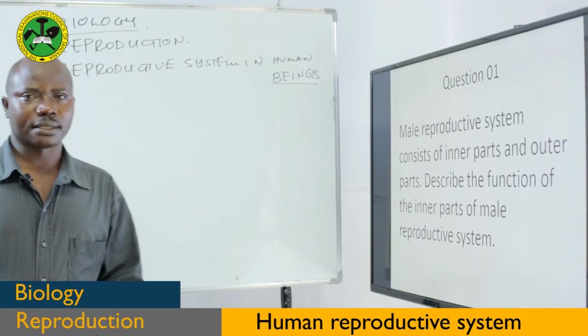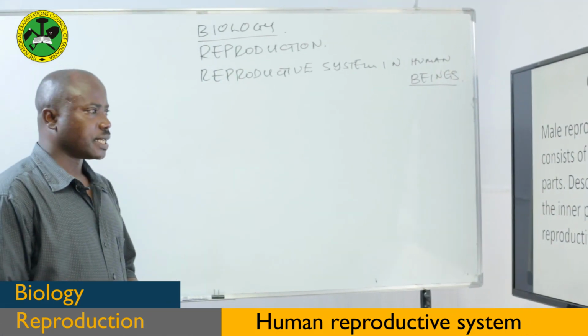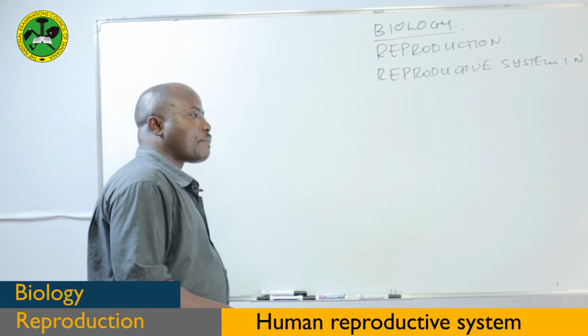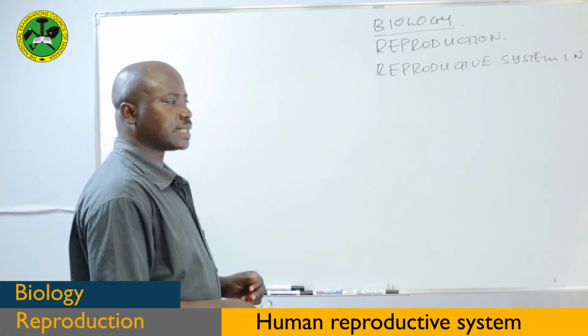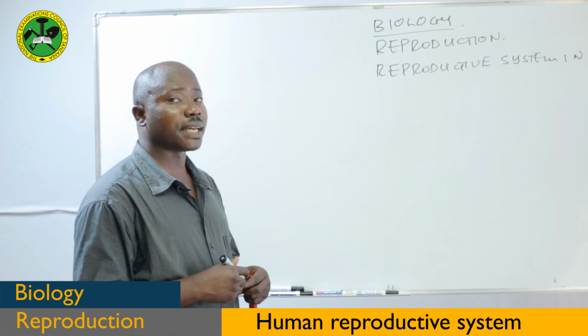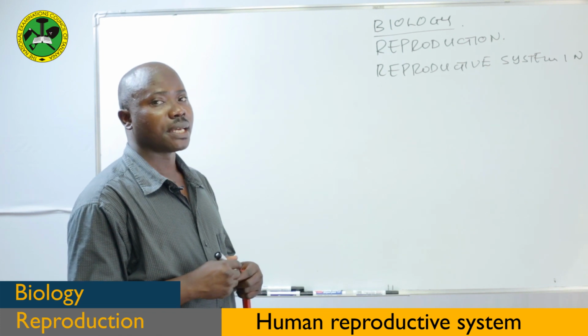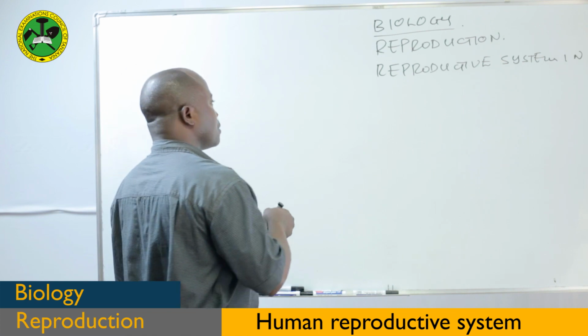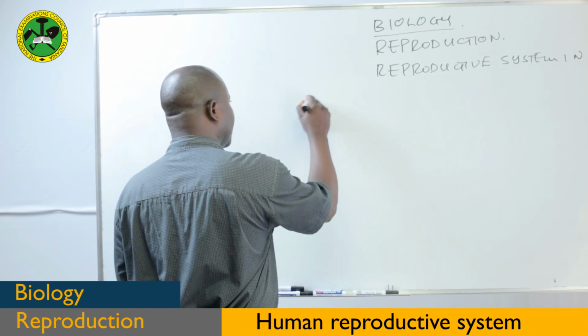My dear students, if you see that question is asking you to describe the function of the inner part of the male reproductive system, what you are supposed to do here is to identify the inner part of the male reproductive system and explain the function of each part. For instance, there is testis.